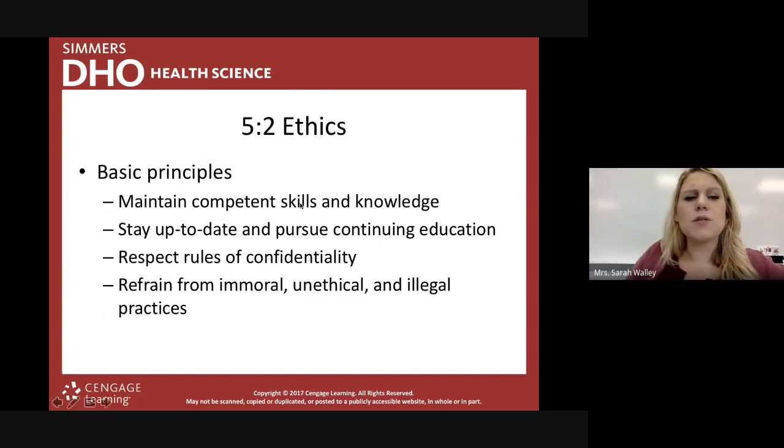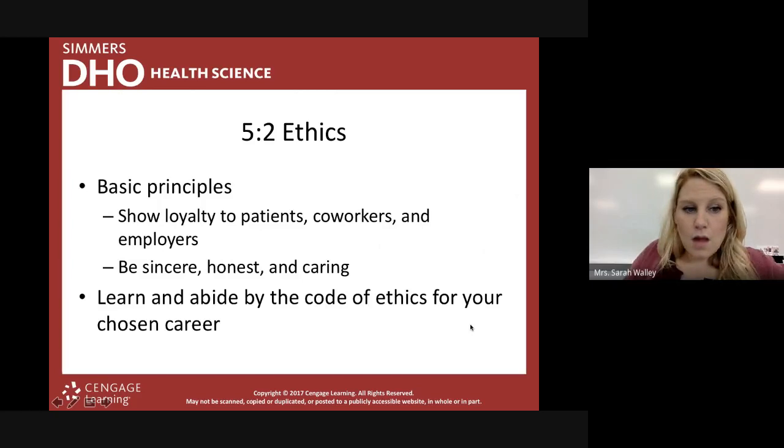Some basic principles, again: maintaining competent skills and knowledge, staying up to date with your continuing education, respect rules of confidentiality, and refrain from immoral, unethical, or illegal practices. Some more basic principles: showing loyalty to patients, being sincere, honest, and caring. Learn and abide by the code of ethics for your chosen career, because each chosen career is going to have a set of ethics.